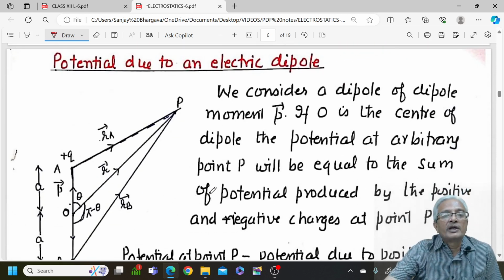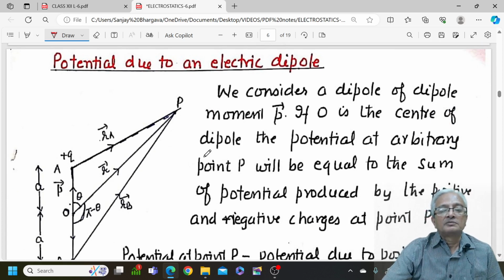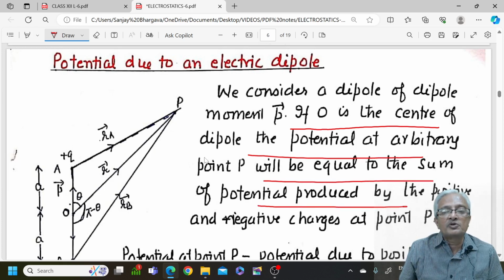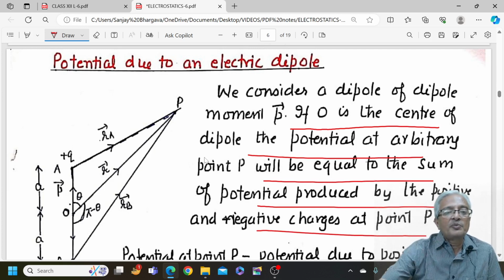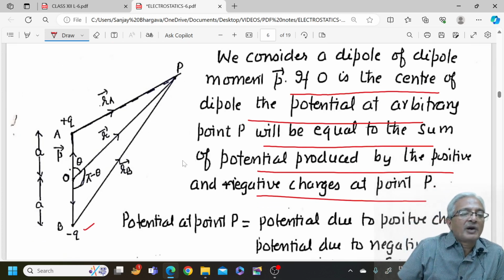Now we need to calculate the potential due to an electric dipole. So we consider a dipole of dipole moment P. If O is the center of the dipole, the potential at an arbitrary point P would be the sum of the potentials produced by the positive and the negative charge at point P. So we have a dipole here. This represents the negative charge minus Q, this represents the plus Q charge. We need to calculate the potential at an arbitrary point, that is point P.